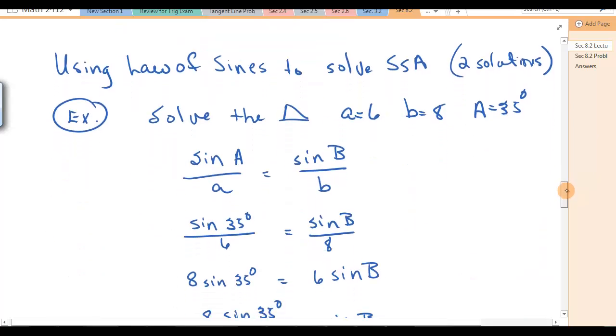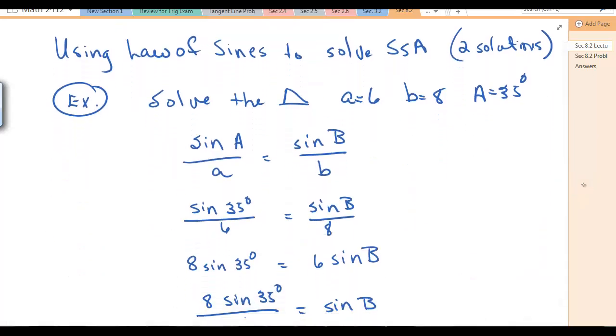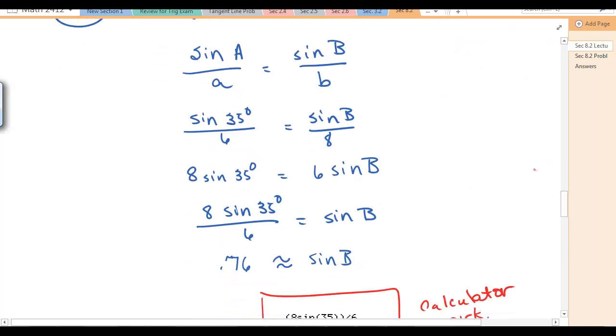All right. Here's one where we end up with two solutions. Solve the triangle, and you're given two sides: a is 6, b is 8, and angle A is 35. Let's use this proportion, and it will allow us to solve for angle B. Sine of 35 over 6 is equal to sine of B over 8. Again, we do our cross multiplying: 8 sine 35 equals 6 sine B. Divide by the 6 and you end up with sine B is equal to this.